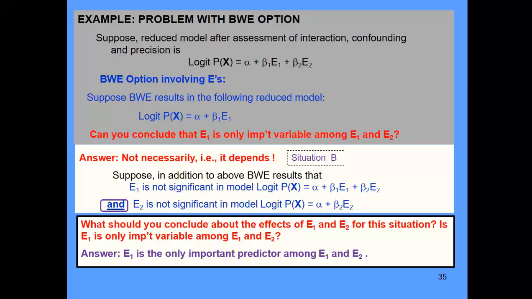But backward elimination, without thinking about what happened when I consider E1 and E2, particularly E2, if E2 is not significant on its own, then the conclusion would be that only E1 is important, that E2 is not important. E2 is not important given E1 in the model, and it's not important on its own. That's what this statement says. That's situation B. That's a different situation. Okay? So things are a little bit more complex than just doing backward elimination.